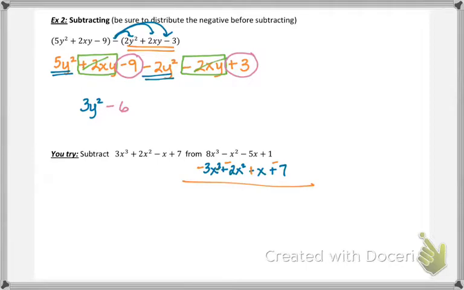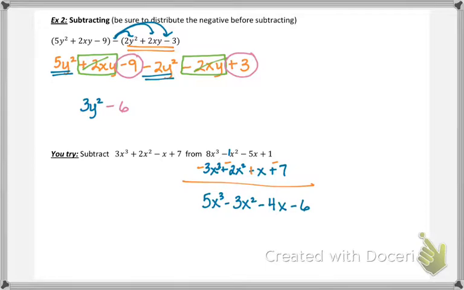So 8x cubed minus 3x cubed is 5x cubed. Negative 1x squared, that's an invisible 1, minus 2x squared is negative 3x squared. Negative 5x plus 1x is negative 4x. And 1 minus 7 is negative 6. And here it is.